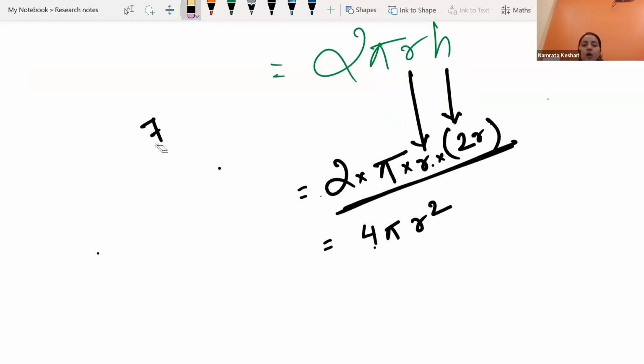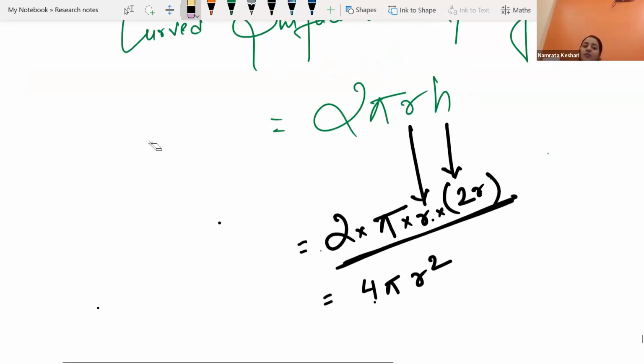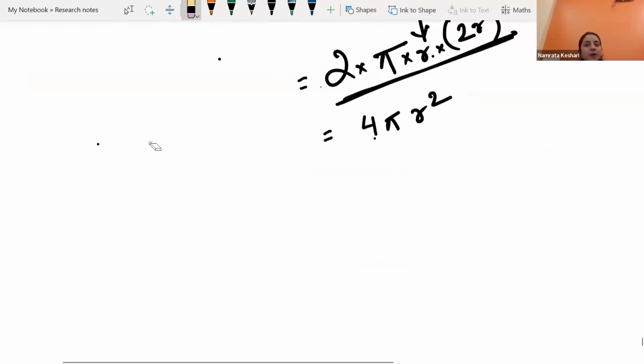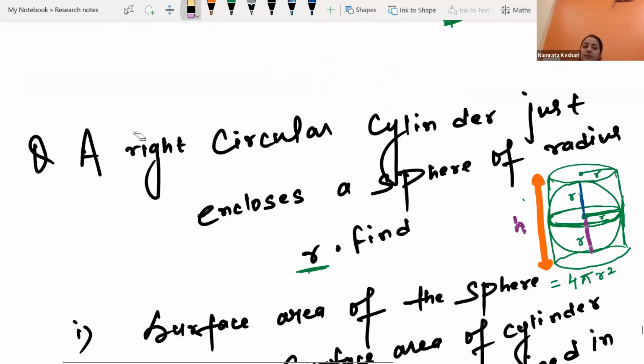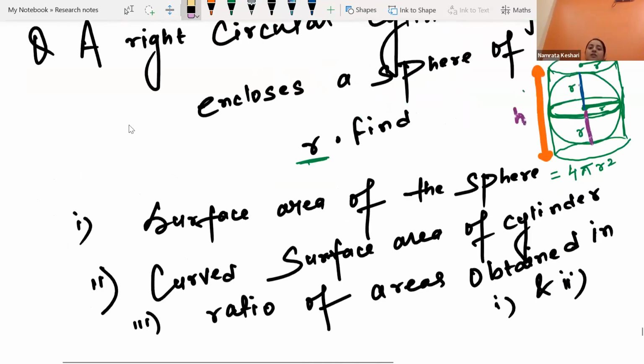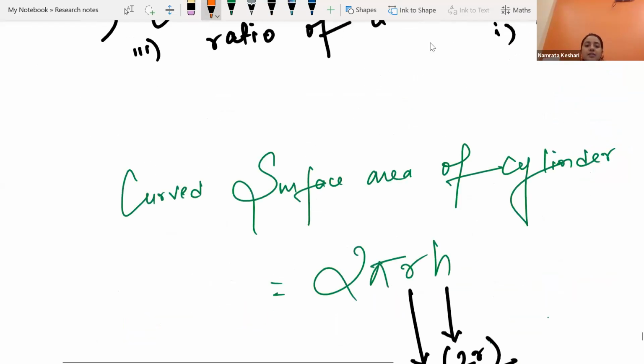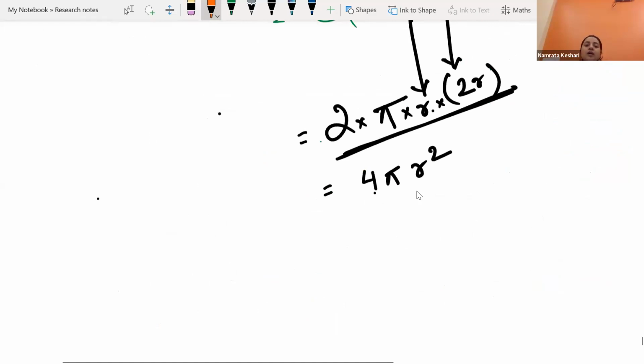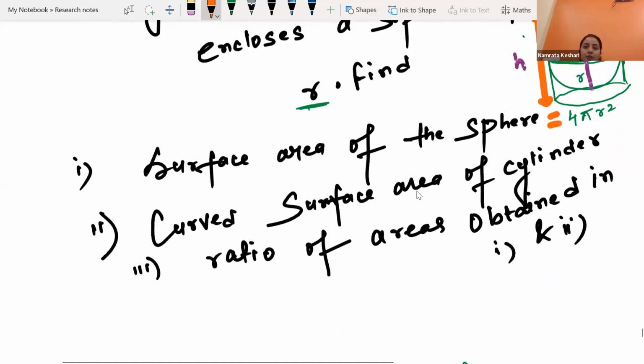So we ended up getting the curved surface area of the cylinder. Curved surface area of the cylinder is 4 pi r square. Second part we are done. The first part was the surface area of the sphere. Directly we wrote the formula, nothing else, and said that this is the answer. Next is the curved surface area of the cylinder, which we found using the formula and then the concept, and we got 4 pi r square. We are done till part 2.